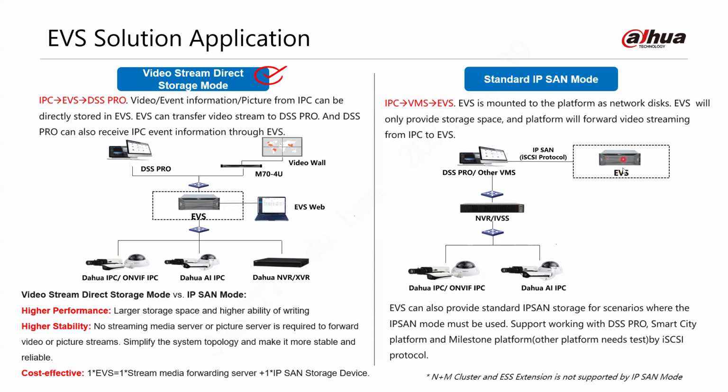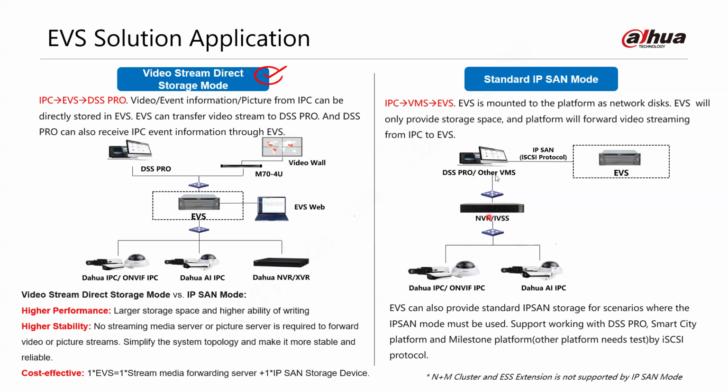So you're going to attach the hard disks within the network, so that, for example, it's going to be available as one particular storage within the system. So EVS will only provide storage space, and the platform will forward the video stream from the IPCs to the IVS. So we find that we have these video streams on either the IVSS or the NVR.